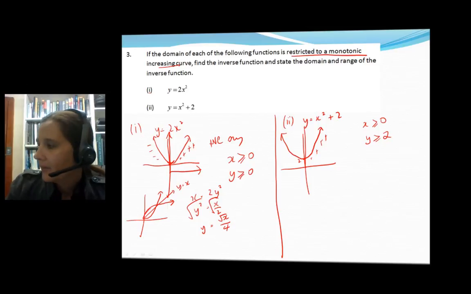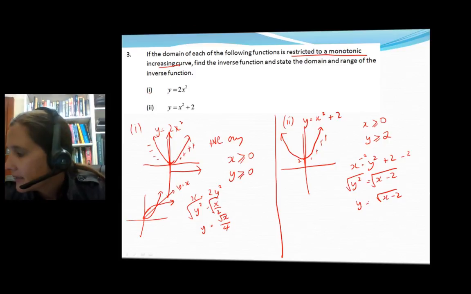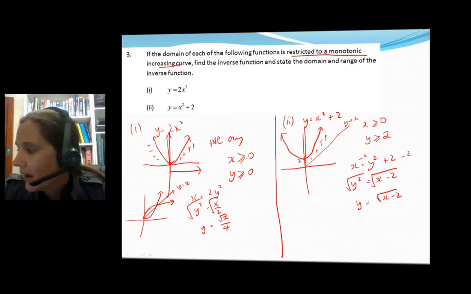So now here we have x is equal to y squared plus 2. We subtract 2, y squared is equal to x minus 2, square root of both sides here, y is equal to the square root of x minus 2 there. And again we get that same sort of shape happening here. There's our y is equal to x, and we're on this side here.